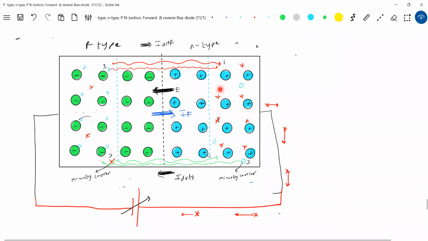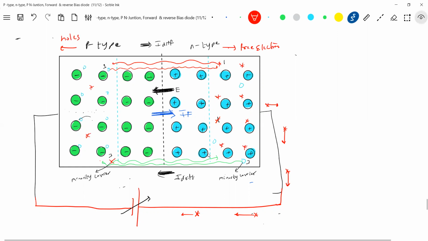Now what will happen to the majority carriers here? Shall I say they are moving away? In what direction will the electrons be moving here? In this direction. If you want, you can write that the majority carriers will move away from the junction. And similarly, the holes will move towards the left.